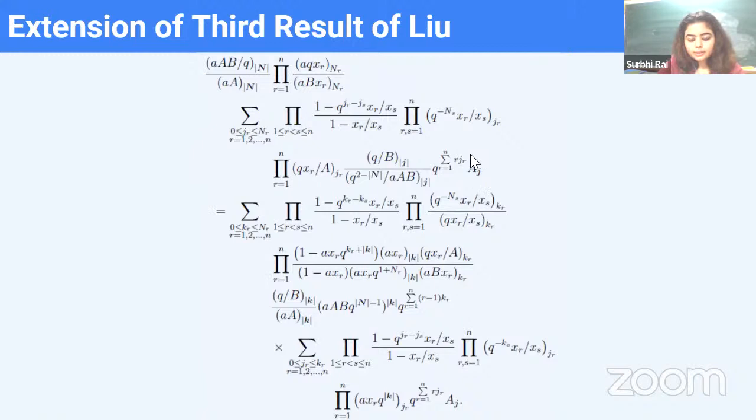So here it's a finite summation on the left-hand side and a finite summation on the right-hand side. And if we put small n equals 1, this would give us exactly the third result of Liu.